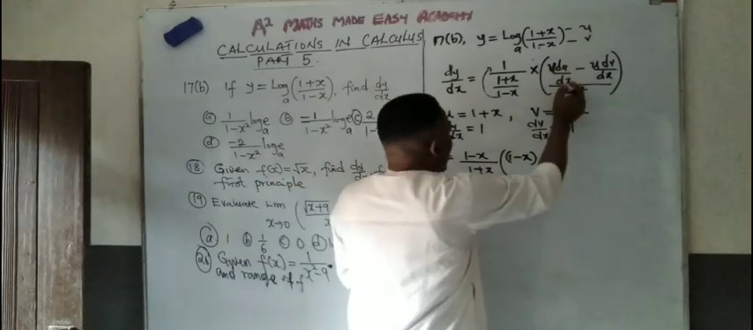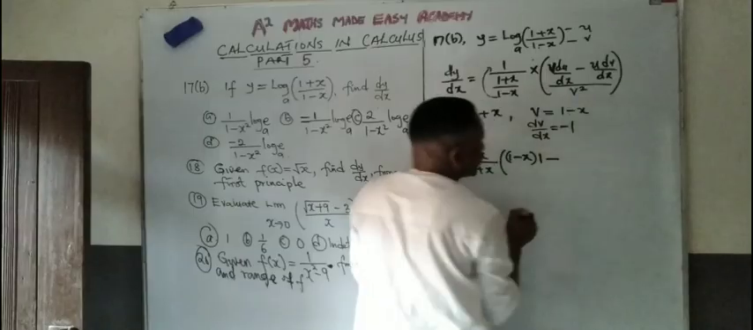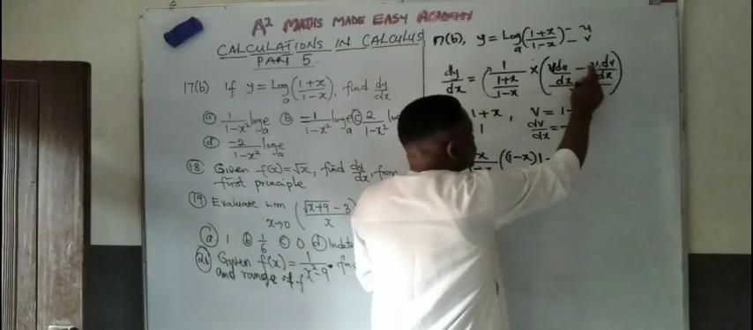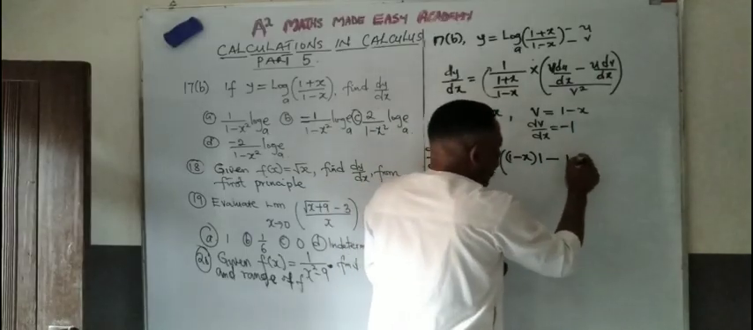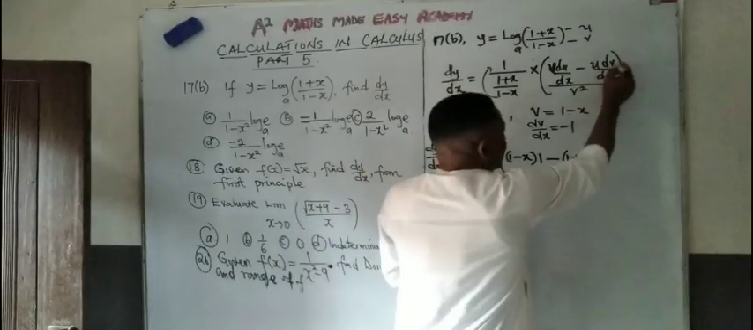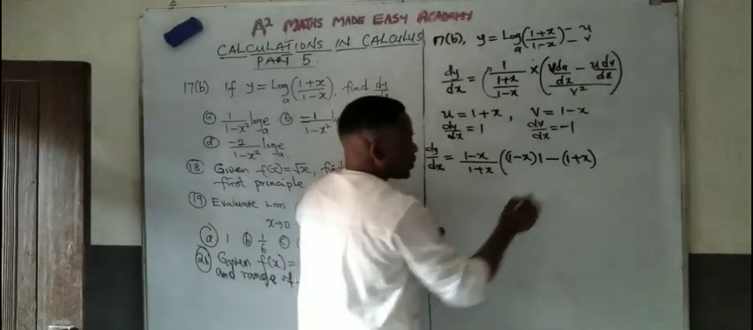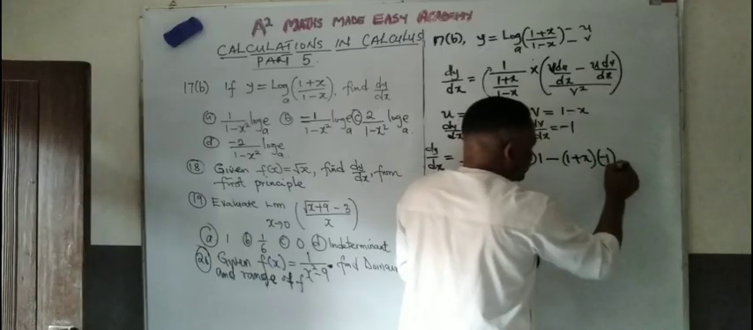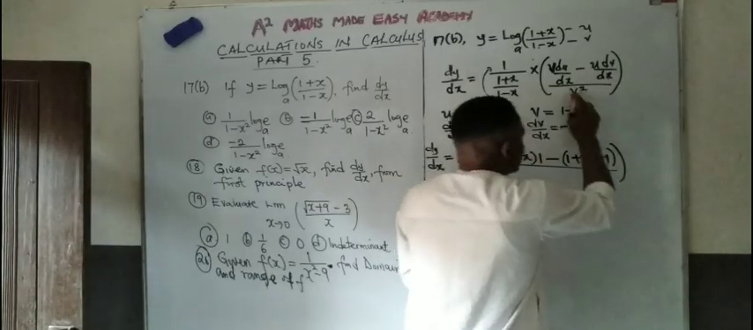Followed by du/dx. What is du/dx? It is already 1. Then you now introduce minus. Then the next thing we are going to do now is to consider u. What is u? Look at it here. u is 1 plus x. Close the bracket. Then here is dv/dx. We have done it already. dv/dx is minus 1. I will now put here minus 1 and close the bracket. Then close it again. Then all over v squared.